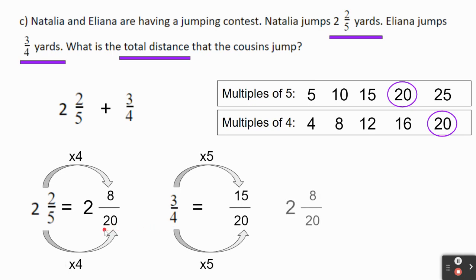We can go ahead and add these. We have 2 8/20 plus 15/20. When we add these together, we get 2 23/20. Notice in this second mixed number, there's nothing in front, there's no wholes. So we're essentially adding 2 plus nothing, or 0, equals 2, which is why we keep the 2 in front. 8/20 plus 15/20 equals 23/20. So the total distance that the cousins jumped is 2 23/20 yards.